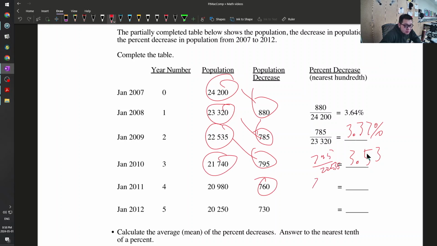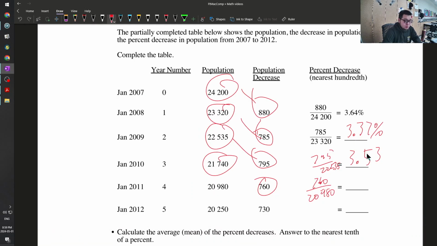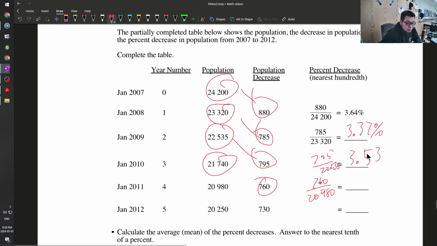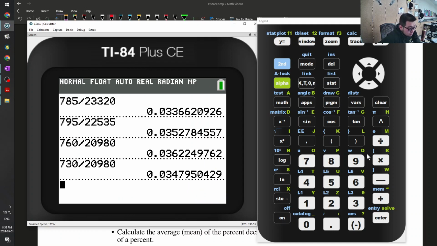This one is 760 divided by 20980. 3.62%. And the last one, 730 divided by 20980. 3.48%.